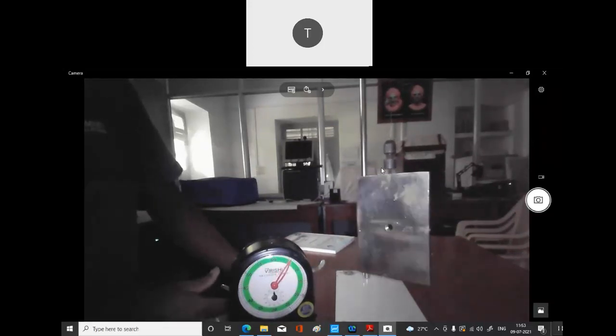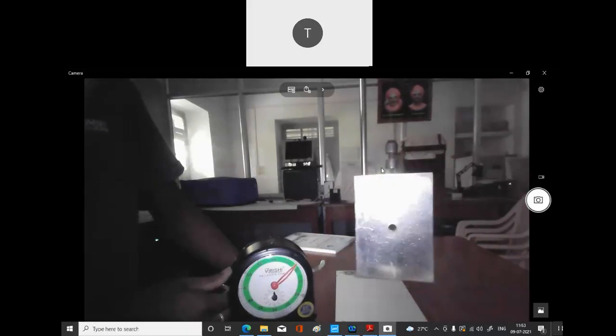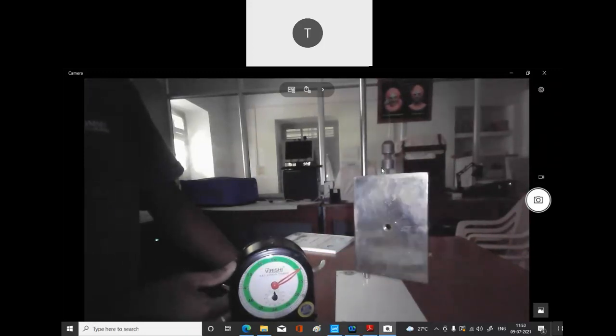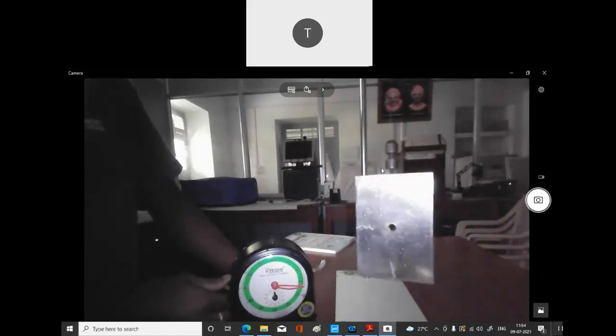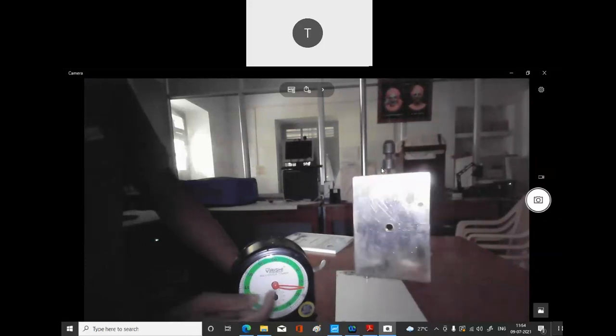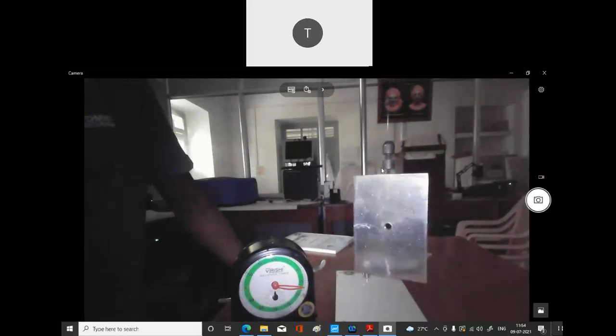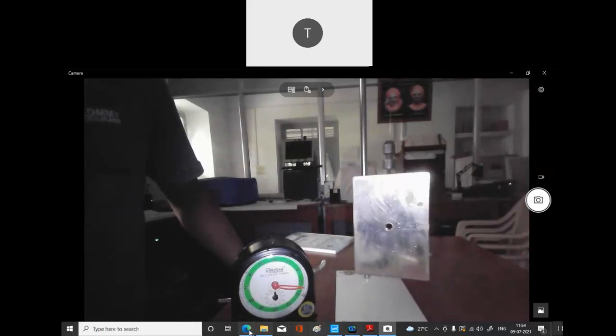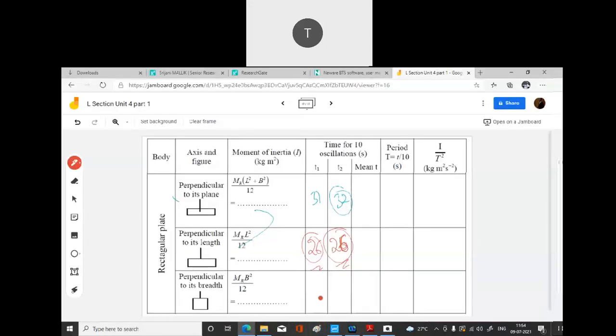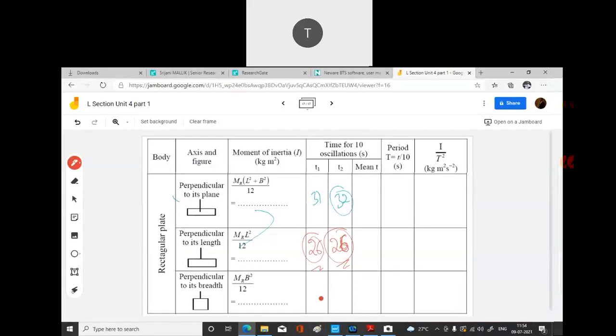1, 2, 3. When you see the chalk piece, that is 4. I stop it. So this is almost like 17 seconds. So that is for this one. Right now for perpendicular to the breadth, it is about 17 seconds. Let me write this as 16 or 17 or 18 seconds.